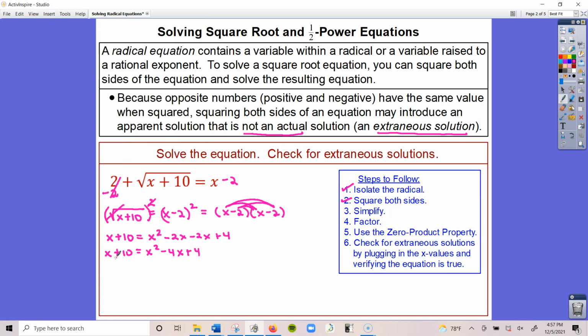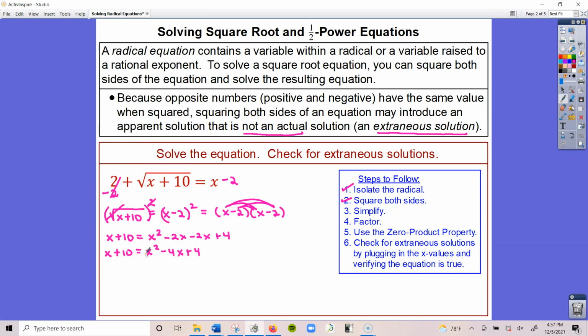Because when I look at my equation, I see that my highest exponent is 2, that means that this is a quadratic equation. In order to solve this quadratic, the simplest way would be to make the equation equal to 0, either by moving all of your terms to the left or all of the terms to the right.